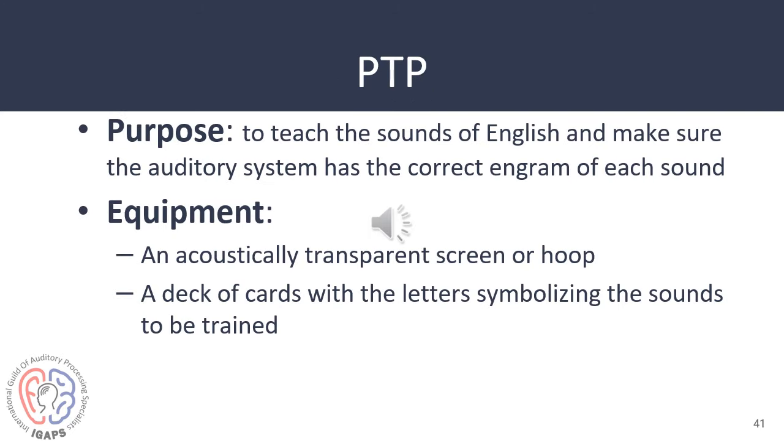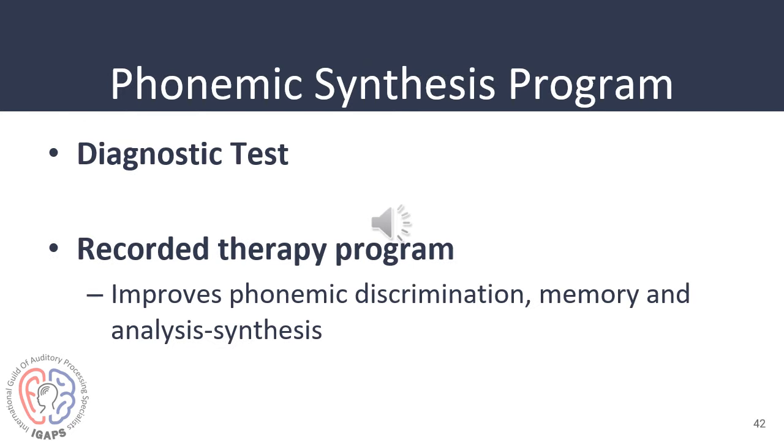The Phonemic Training Program, or PTP, trains 38 phonemes or speech sounds in the Buffalo Model Program. It can be used for children as young as 4 years of age. The Phonemic Synthesis Program is another decoding training module in the Buffalo Model.